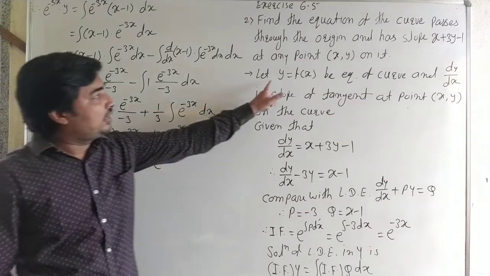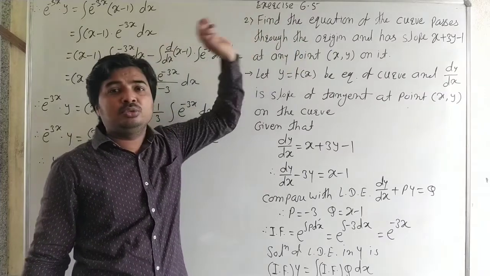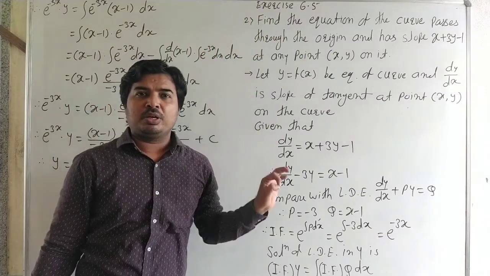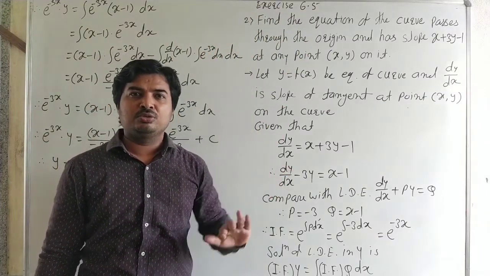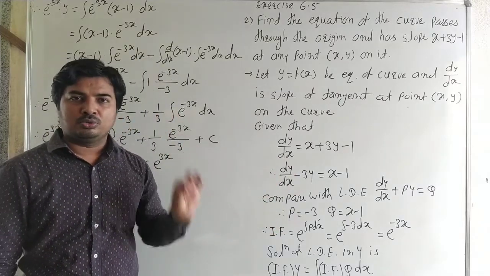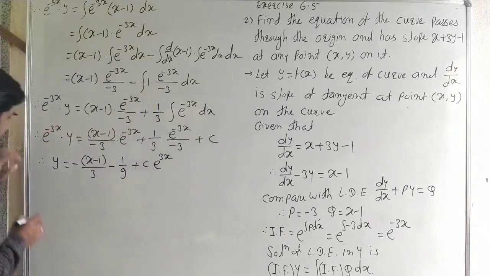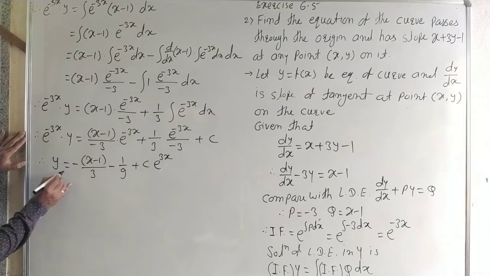But we want to find the equation of the curve, and it is given that the curve passes through the origin, that means x = 0 and y = 0. That means we want to find the particular solution at x = 0 and y = 0. Now the given curve is the general solution of the given differential equation.